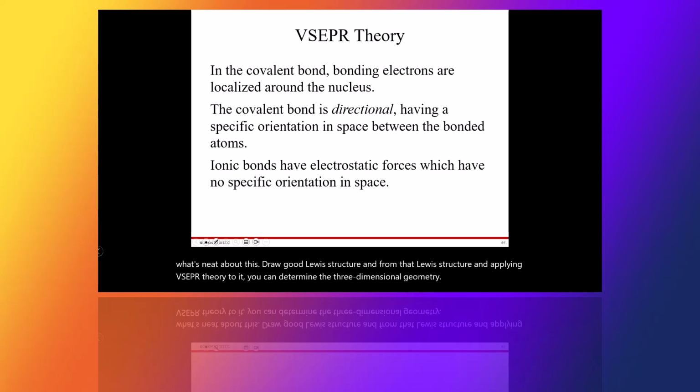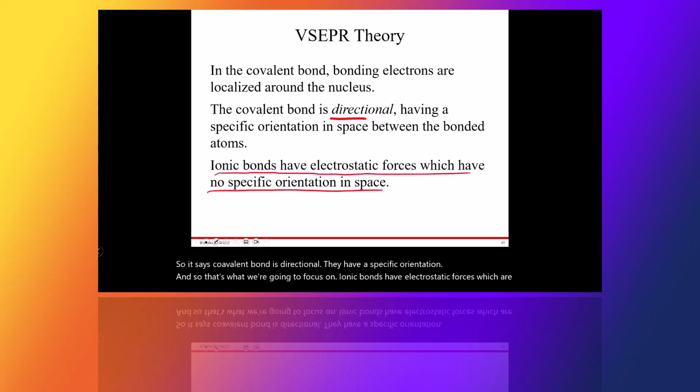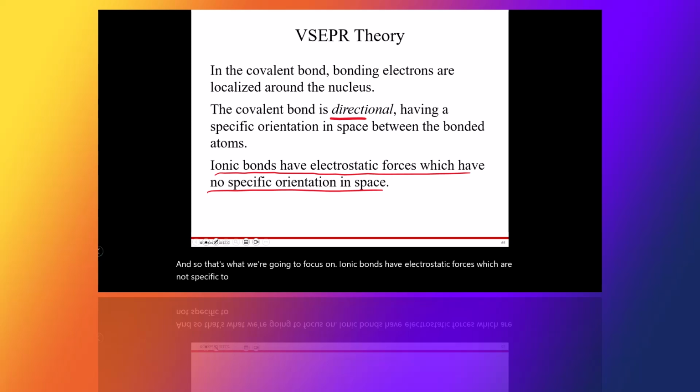So it says covalent bonds are directional. They have a specific orientation. And so that's what we're going to focus on. Ionic bonds have electrostatic forces which are not specific to orientation. So that's why if you go back and look at sodium chloride, it's just a cube of sodium and chloride ions all bonded together.